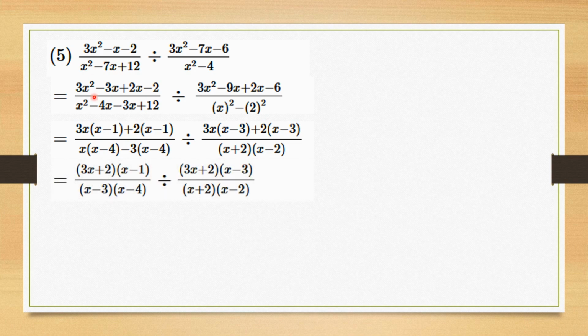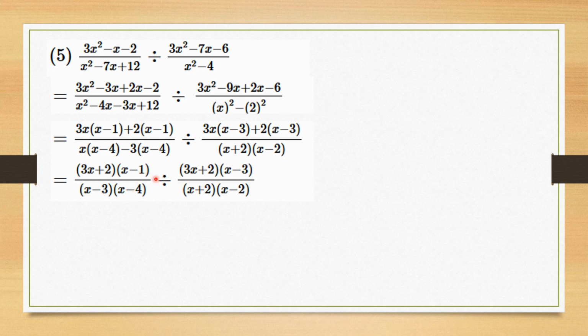Now, we just have to write it together. So in the numerator of the first expression, we'll have 3x plus 2 into x minus 1. In the denominator, we'll have x minus 4 into x minus 3. In the next expression, we'll have x minus 3 and 3x plus 2, and the denominator, x plus 2, x minus 2, as it is.